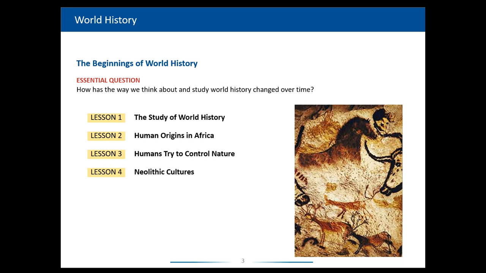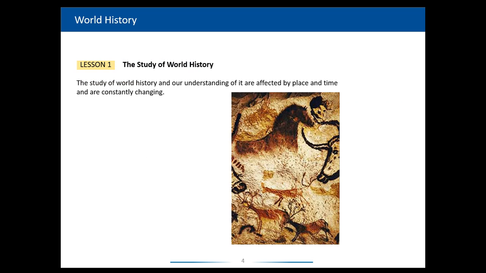So today, we're in Module 1. Module 1, Lesson 1, the study of world history. And the central question from the textbook also looks at the perspective of historians. How has the way we think about and study world history changed over time? The study of world history and our understanding of it are affected by place and time and are constantly changing.